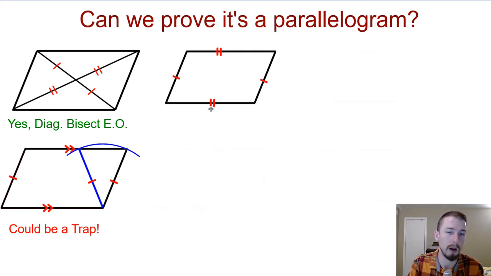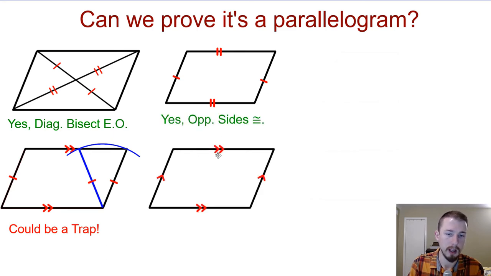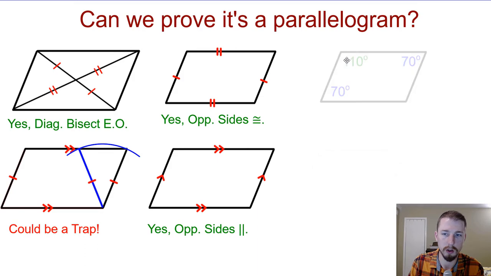All right, next one here we have opposite sides are congruent. That was one of our properties, so yes, it is a parallelogram because opposite sides are congruent. Here, both opposite sides are parallel. That's, of course, what it means to be a parallelogram. It's kind of like the native definition, I guess you could call it that.